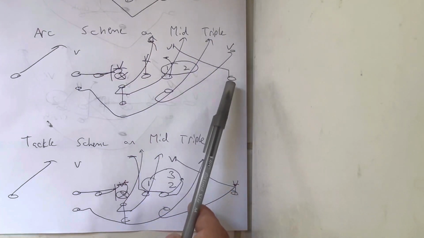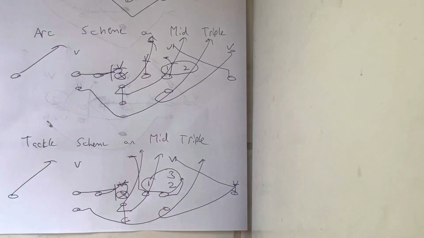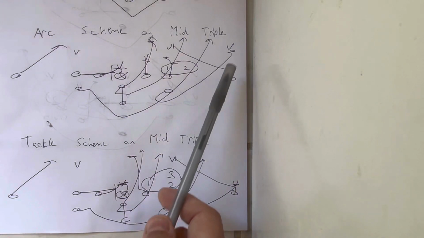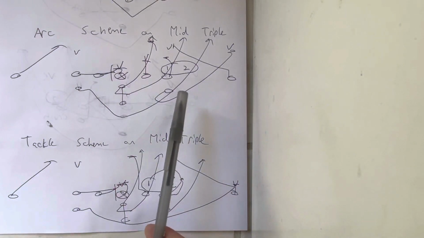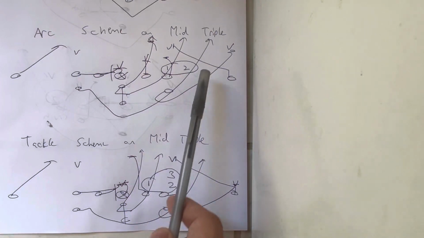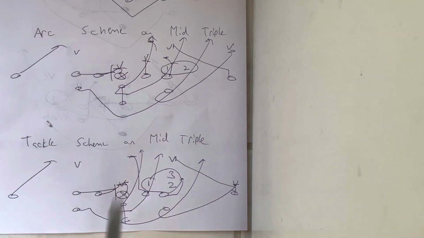And if the corner was rolled up, he would just run to the end zone because there's nobody to cover him. And the corner's going to run with him. And then the A-back will block the overhang, because the overhang really is number 3. So that's an arc scheme.